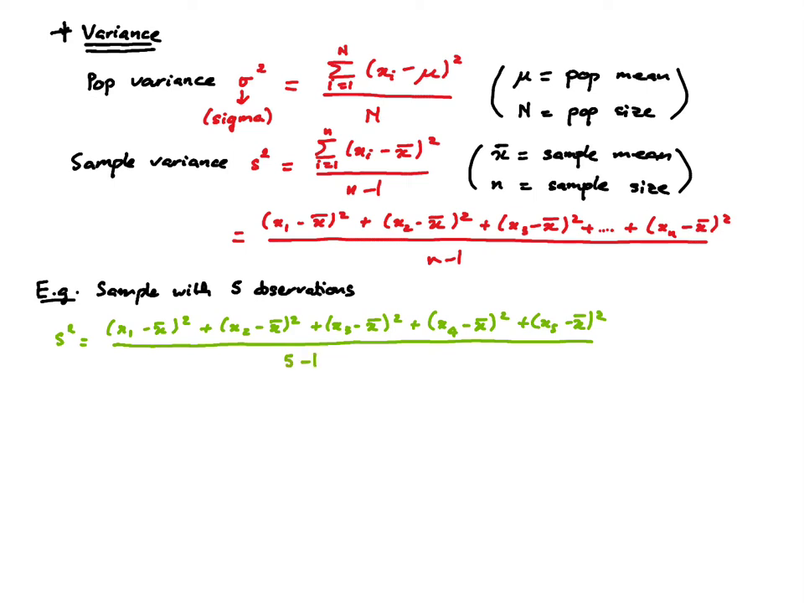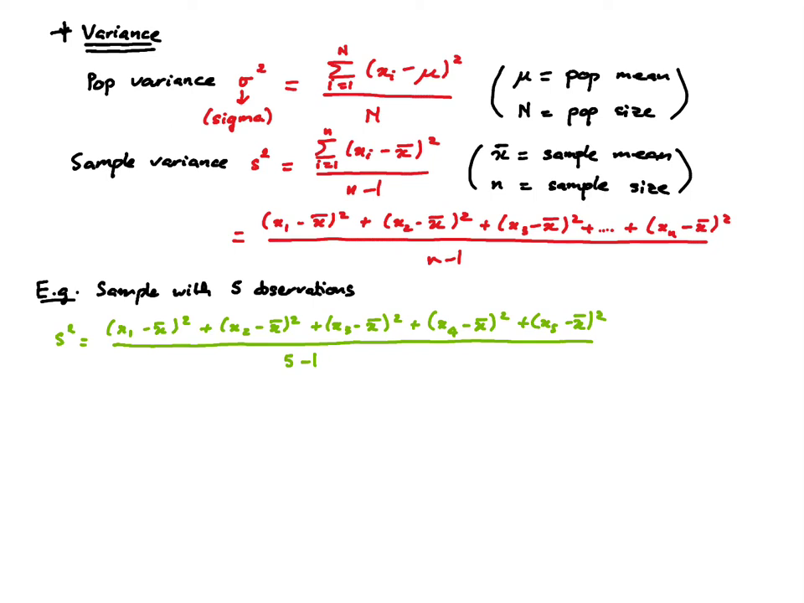So now what do we need to know? We need to know x bar. X bar is just a sample mean, which you should be able to calculate. Right? So you first want to calculate the sample mean, then you calculate the difference between each of the observations and the sample mean all square. Add them all up, divided by n minus 1, which is 5 minus 1 in this case. We will look at an example in just a little bit.